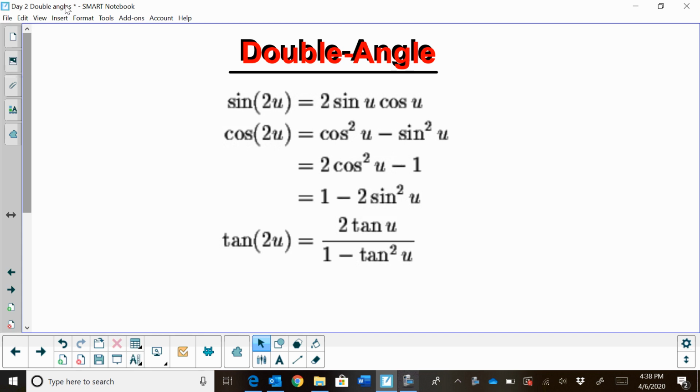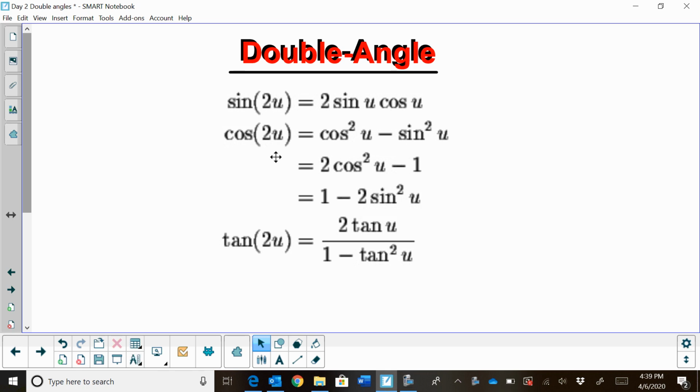Today we are going to talk about double angles. So we have three double angle formulas that we're going to work with: sine of 2u, cosine of 2u, and tangent of 2u. So sine of 2u is considered a double angle because we have a 2, or a doubled angle, inside of the trig function sine. That's equal to 2 sine u cosine u.